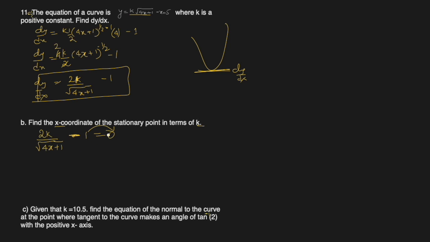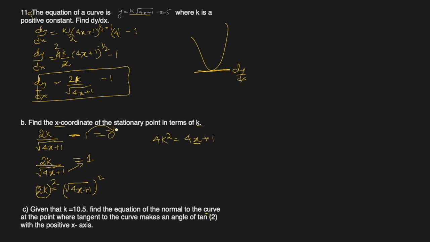Let's bring this 1 to the other side. So it becomes 2k over square root 4x plus 1 equal to 1. Cross multiply, this will go up. So 2k equal to square root 4x plus 1. Let's square both sides. So it will be 4k square equal to 4x plus 1.